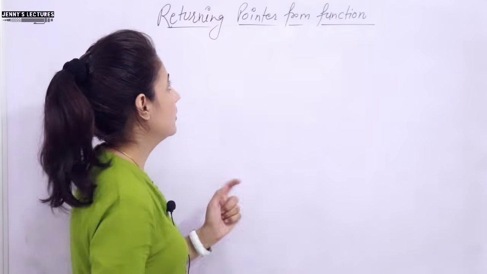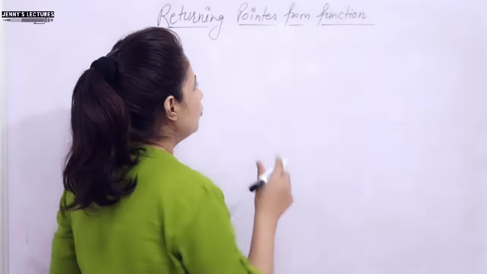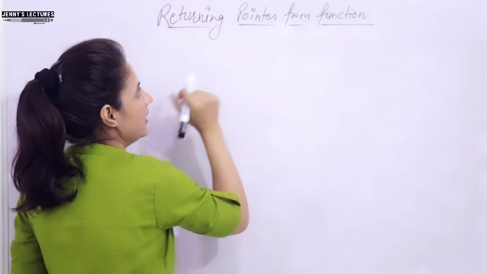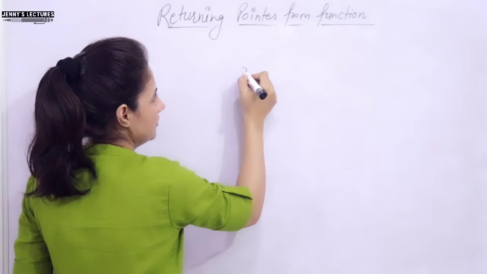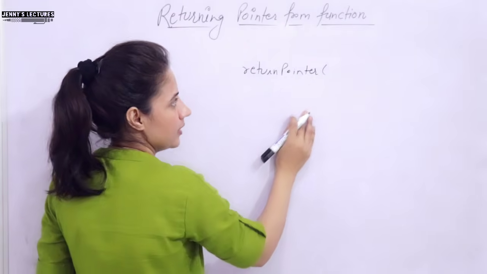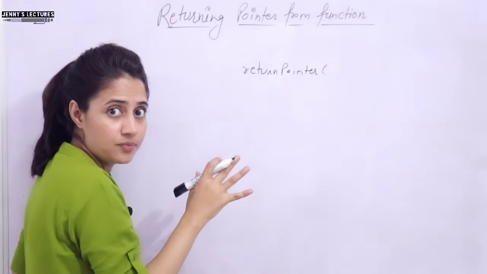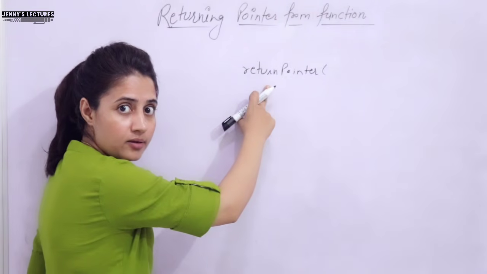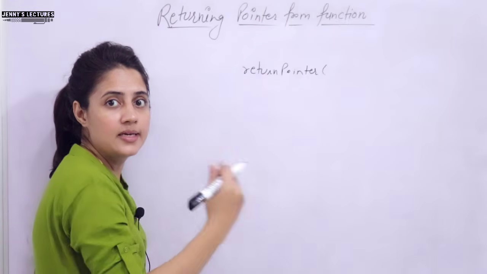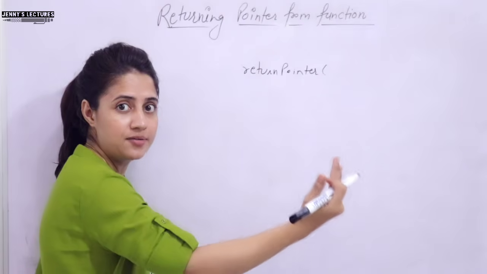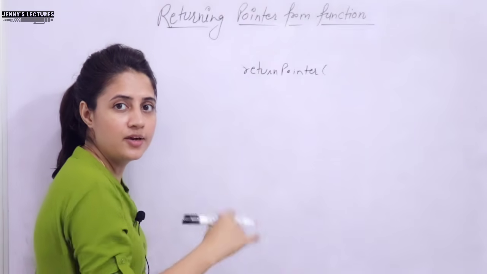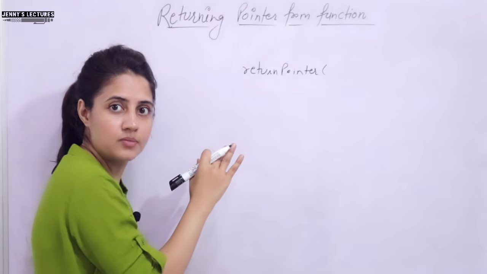So now let's discuss how to return a pointer from a function. Here I am going to take a simple example. Suppose I am taking a function named return pointer. You can take any function name, right? And I am going to take an array which we will pass here, right? And then in this function, I'll increment the address of that pointer that we were passing by 2 or 4, any number, and then we are going to return that address, right?